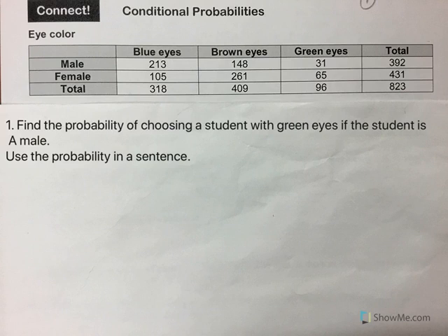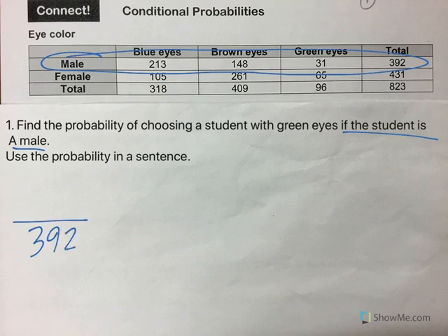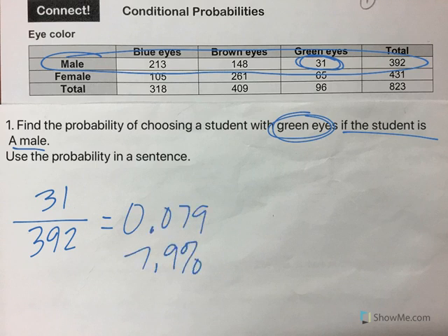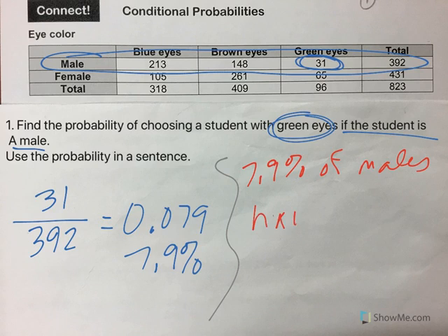Find the probability of choosing a student with green eyes if the student is a male. So if the student is a male, we are only dealing with the male students. So my total is 392, and I want a student with green eyes. So in the males, I look and I find the green eyes. I end up with 31 over 392, which gives me 0.079 or 7.9%. So if I want to put that in a sentence, 7.9% of males have green eyes. Right, because we're only talking about males.